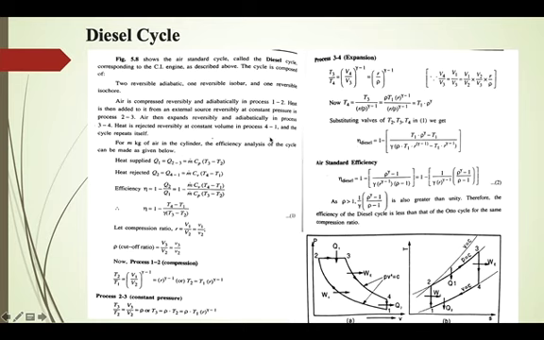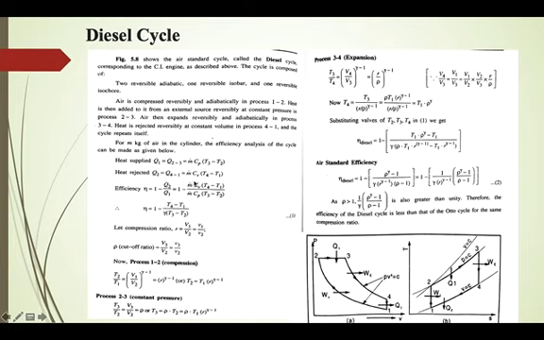Okay, now this diesel cycle is also known as a constant pressure cycle. It has been invented by Dr. Rudolf Diesel in 1897. So let us see how we derive an expression for efficiency of diesel cycle. Since we know that processes 1 to 2 and 3 to 4 are reversible adiabatic, there is no heat transfer during those processes. So heat is transferred only during constant pressure process 2 to 3 and constant volume process 4 to 1.